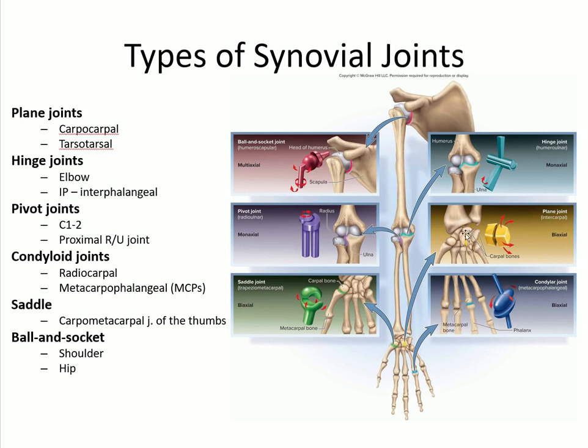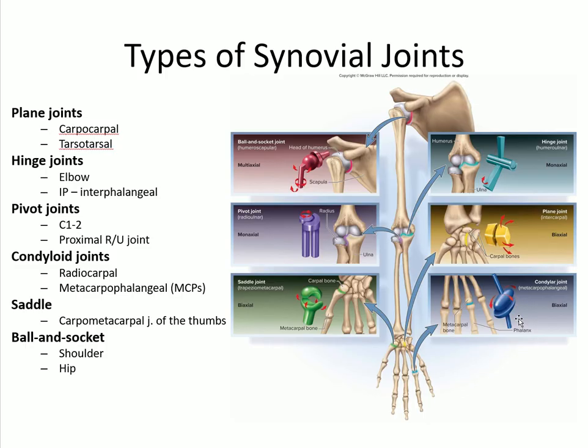Condyloid joints, so right here. Condyloid joints are associated with condyles, which are little knobs that roll under. So think little knobs on the bottom of your head, little knobs on the end of the radius. Radiocarpal joint is going to be between the radius and the wrist. And so that is a condyloid joint.